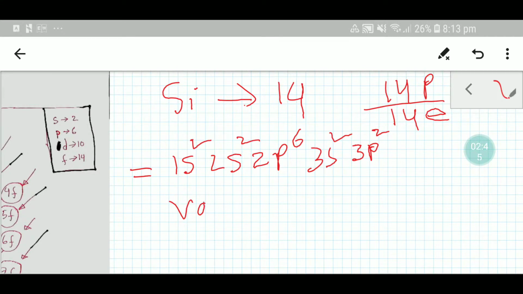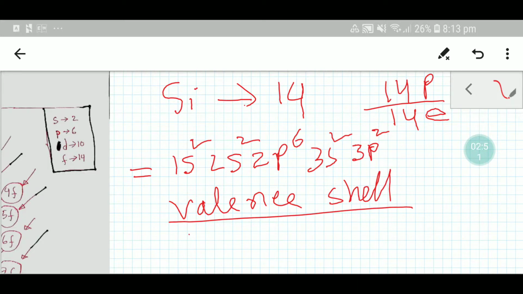Now we'll identify the valence shell. To find the valence shell we have to consider the value of n. Here the value of n, or principal quantum number, is 1, 2, 3. As you know, the valence shell indicates the outermost shell, that is, we have to consider the highest value of n. So here 3 is the valence shell.